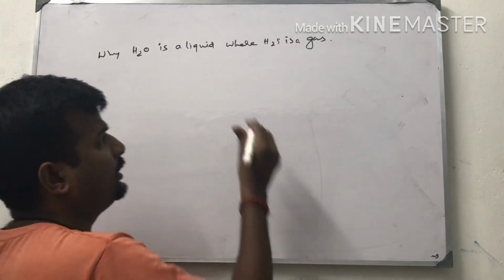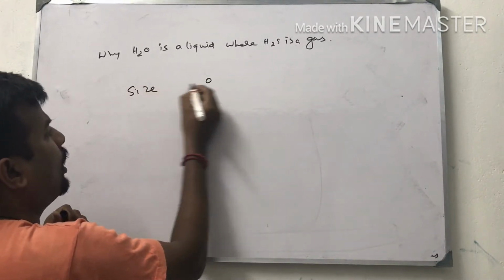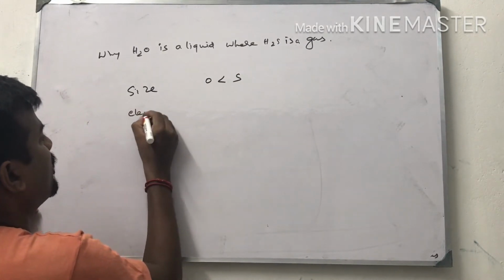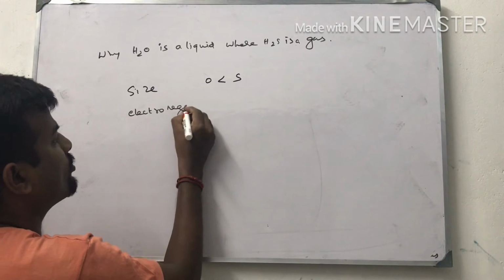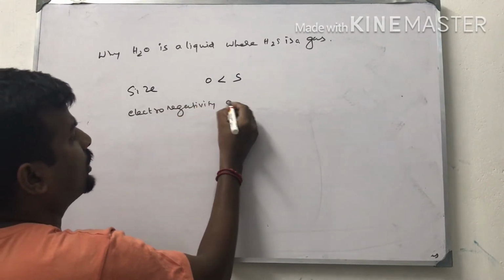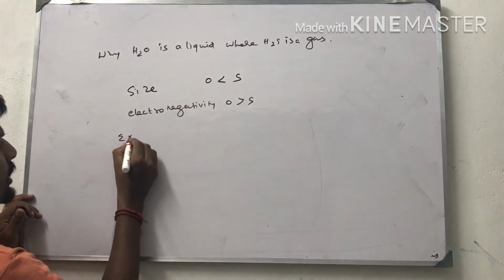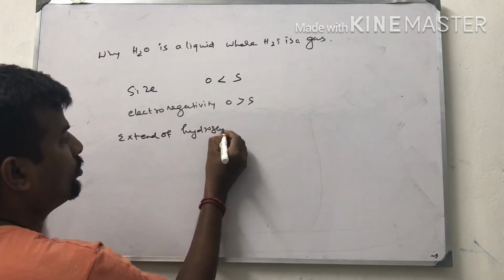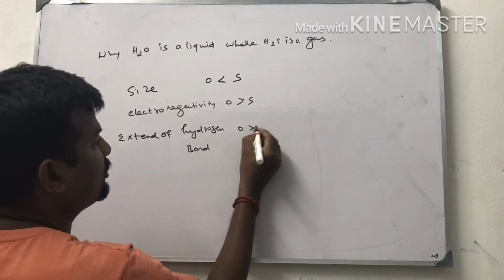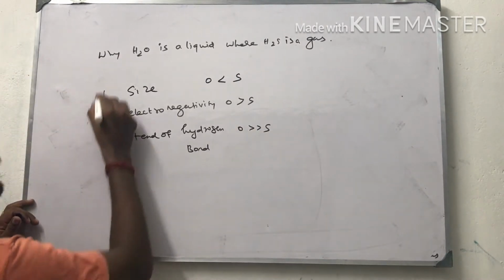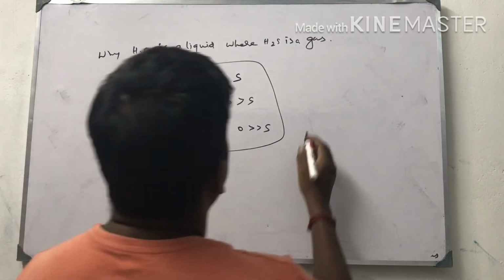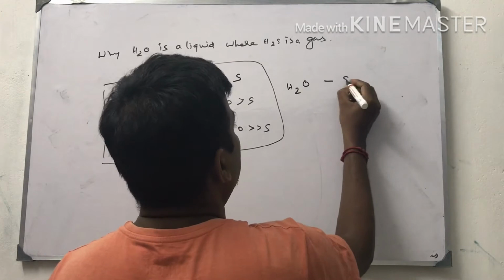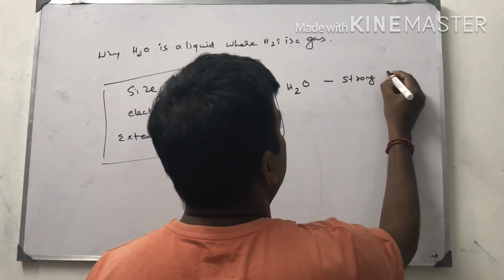Due to the very small size, oxygen is smaller than sulfur. Electronegativity: oxygen is greater than sulfur. Extent of hydrogen bonding: oxygen is very much greater than sulfur. These are the 3 points. With the help of this, H2O has strong intermolecular hydrogen bonding.